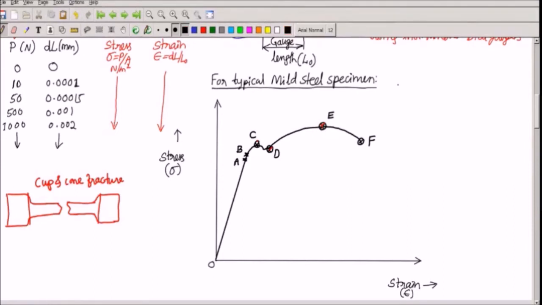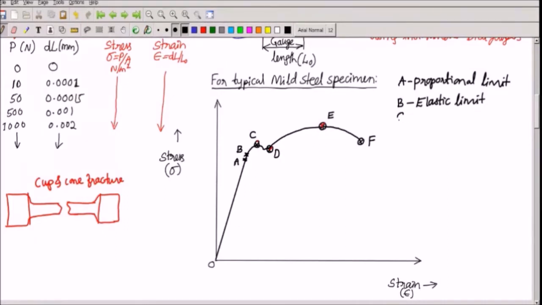The point O is the origin where we start loading. Point A is called proportional limit. It is the maximum stress level up to which the stress is directly proportional to strain, or Hooke's law is valid. Point B is called elastic limit. It is the stress level up to which deformations caused by the load disappear, or the greatest stress up to which the material regains its original shape and dimensions. Normally in experiments, you will not be able to separate them clearly. They will be almost the same, point A and B.